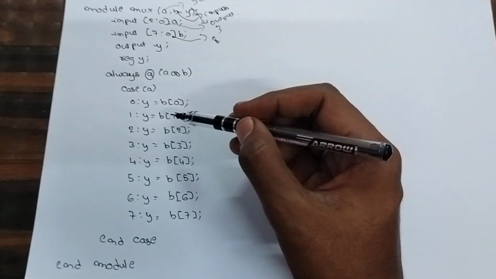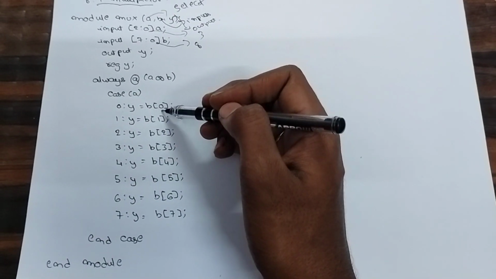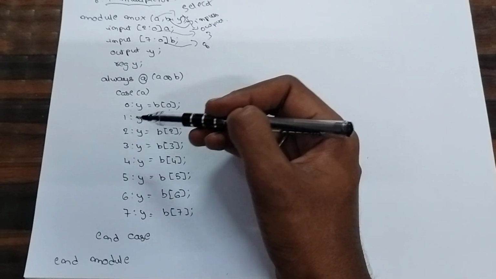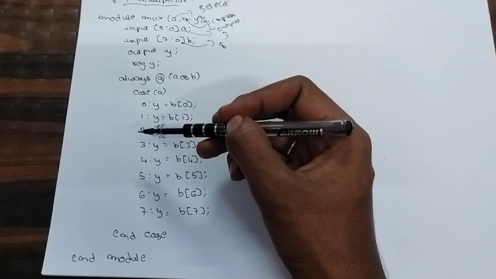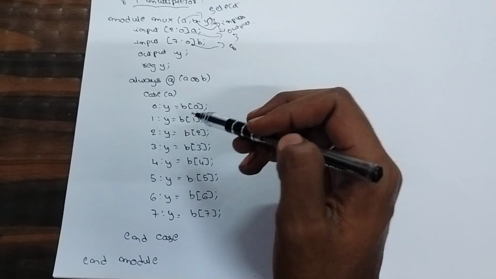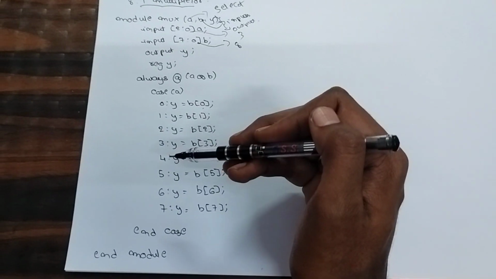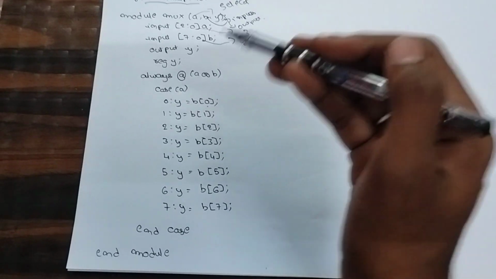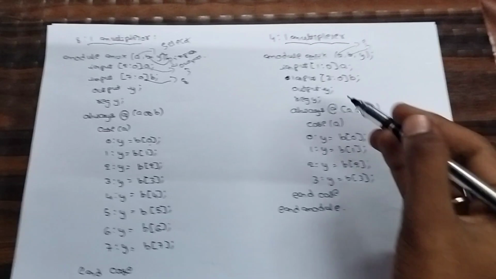If A is equal to 0, then the output should be given as B of 0. If A value is 1, that is the select line value is 1, then the output should come as B of 1. If A value is 2, then the output should come as B of 2. In this way the 8:1 multiplexer works according to this program. This program is written in a behavioral level Verilog HDL program.